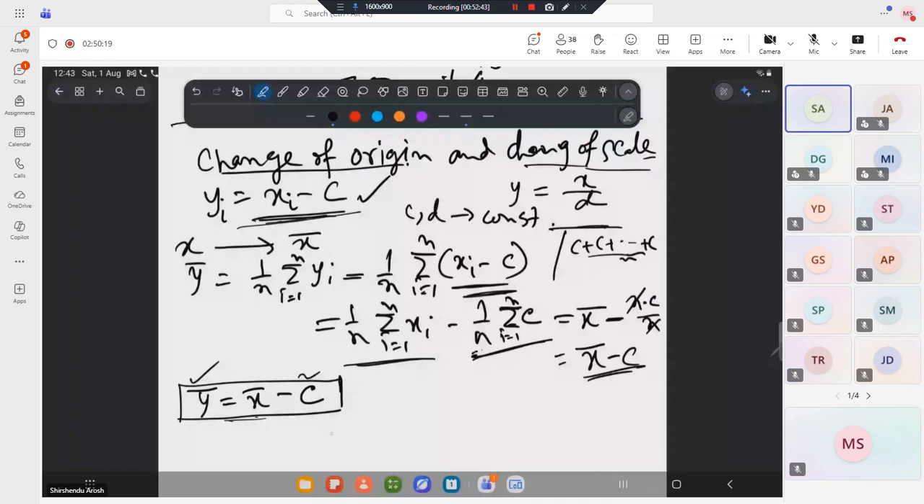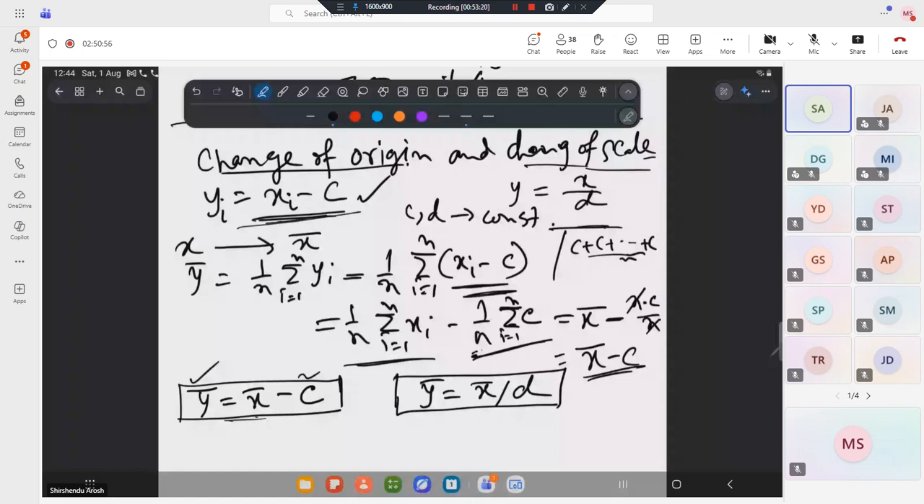Similarly, if you do the same process with yi equal to xi by d, of course, you can find out that y bar would be x bar divided by d. So basically, these two properties, change of origin and change of scale, we will keep on doing for the next few cases. We'll show that this also happens. Right. So let's take an example, and that could be our last discussion.